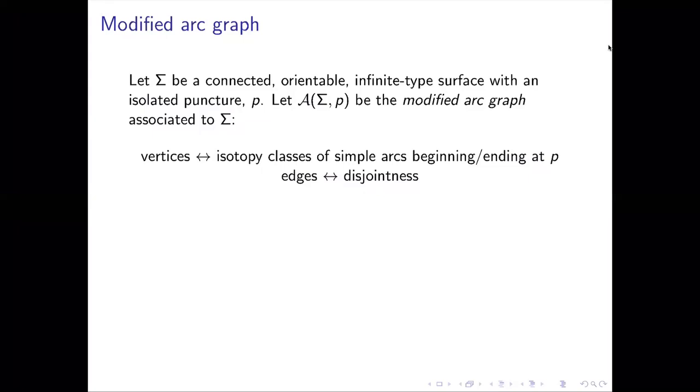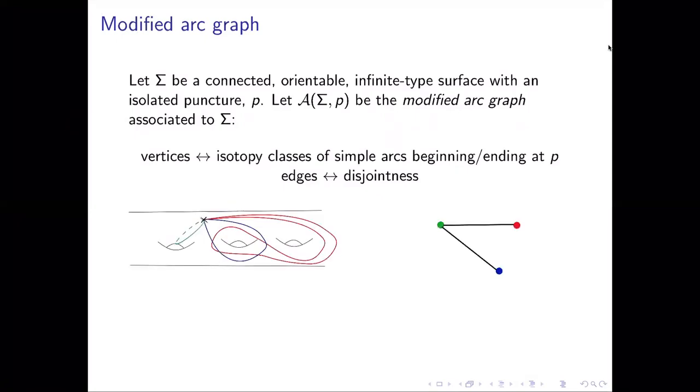So in the modified arc graph, the vertices are isotopy classes of simple arcs that begin and end at P. Now I wrote beginning and ending. You could either have arcs that begin and end at P, or that begin or end at P, and in fact, you're going to get quasi-isometric graphs, so it doesn't matter. In my case, I'm going to tend to think of a single isolated puncture, and these will begin and end at this puncture. And the edges are going to correspond to disjointness, just like for the curve graph.